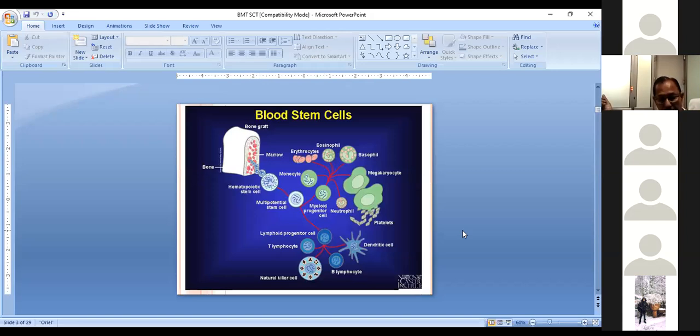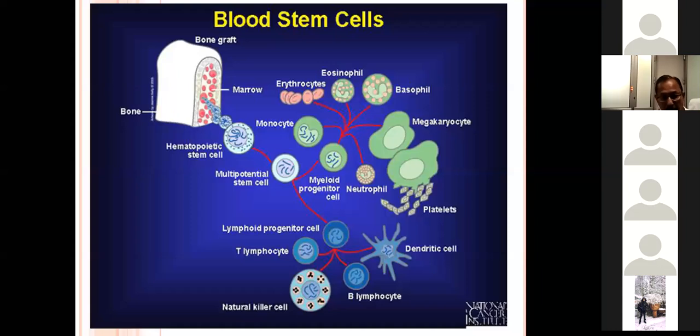This is the diagrammatic representation of what I said. Now you can see here, this is the bone marrow, and here are the hematopoietic stem cells. Stem cells, as I said, are generally null cells, but they have the potential, under appropriate environment, growth factors, genetic control, and nutritional supplements, to give rise to various kinds of cells.